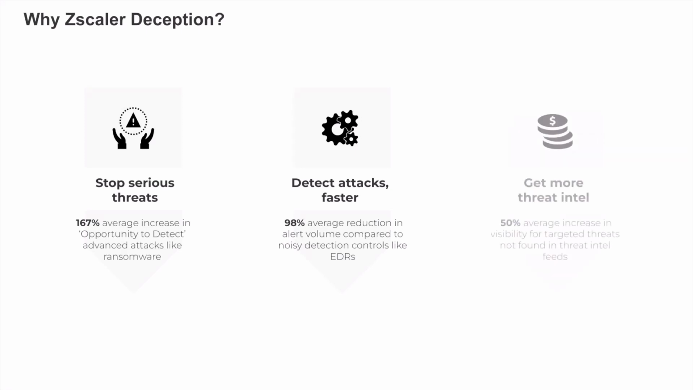And finally, you will see a significant increase in locally generated threat intelligence compared to what you get as part of your traditional threat intelligence feed. Deception based telemetry is a great source of local threat intelligence, providing valuable insights into who is targeting you. To summarize, when you deploy Zscaler Deception, you'll be able to detect and stop serious threats faster without adding any significant overhead to your security operations team.